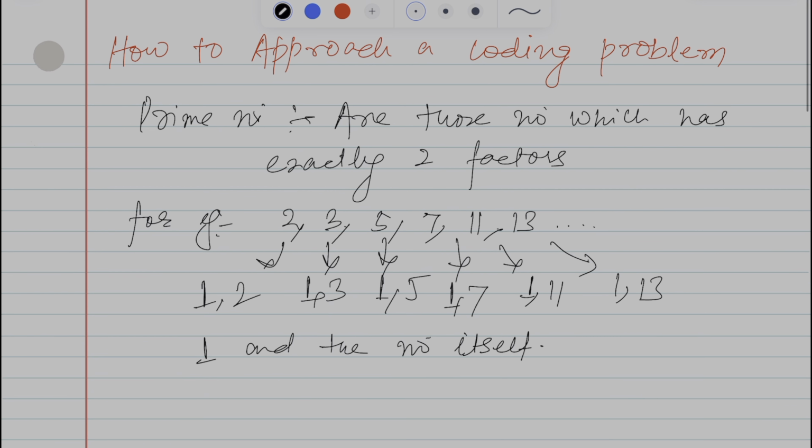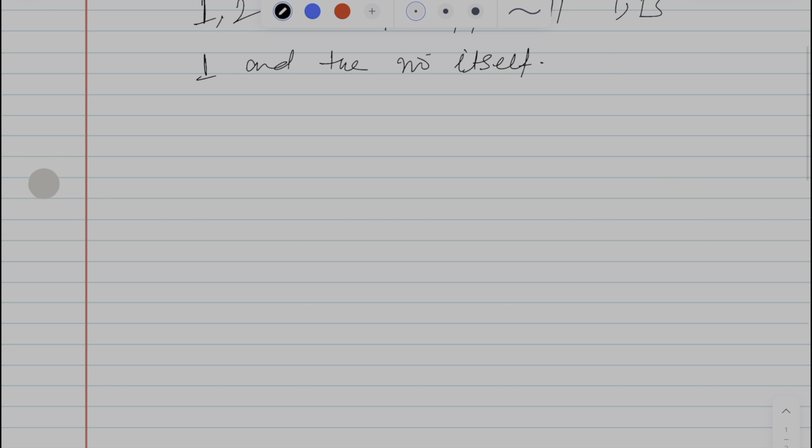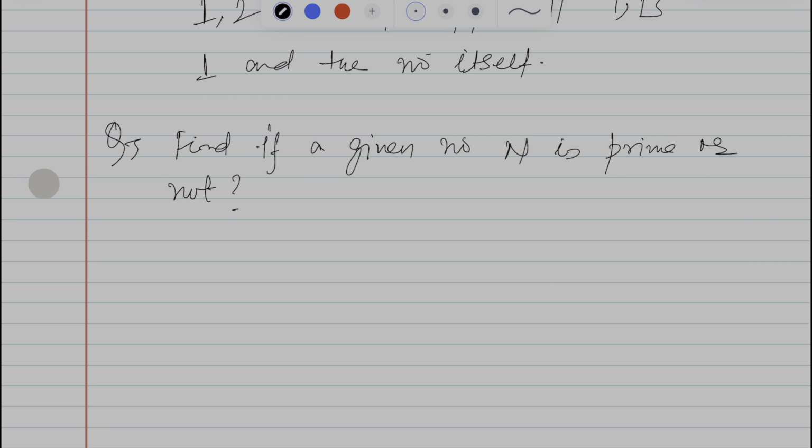Now, the question is to find if a given number n is prime or not. Before we start solving this problem, the very first approach is to think about how we are going to code it. Let's suppose we are given a number n, say 13. How will we approach this problem to find whether 13 is prime or not?